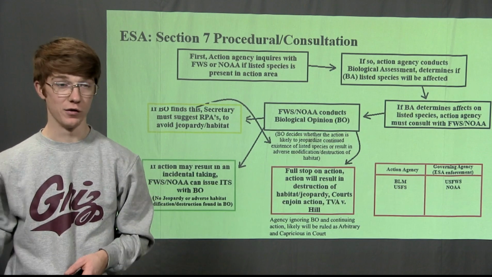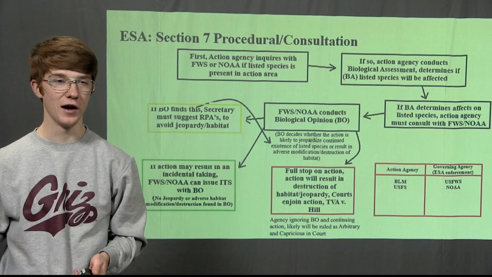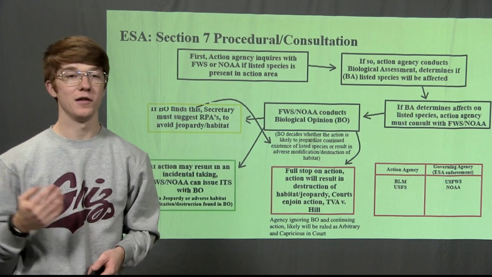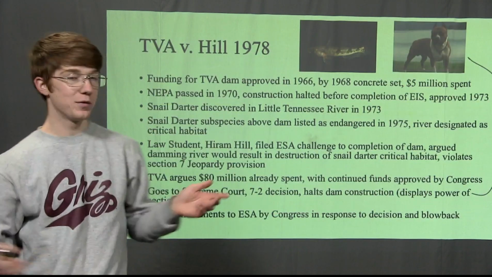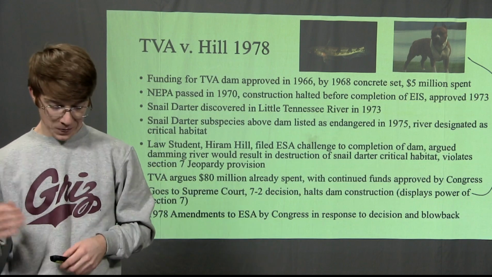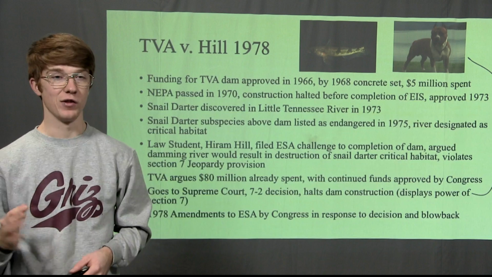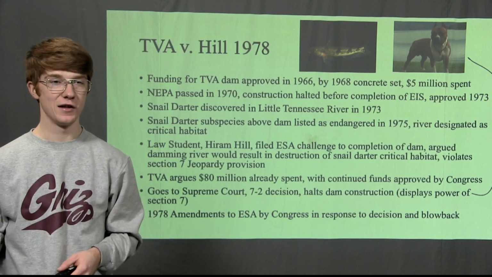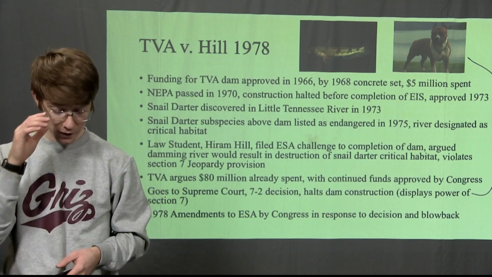NEPA comes out and is released in 1970. They halt the dam just to conduct the EIS. The EIS is completed in 1973. Then the snail darter subspecies is discovered in the Little Tennessee River, and is subsequently listed as endangered in 1975. The Little Tennessee River is then designated as critical habitat for the endangered snail darter.